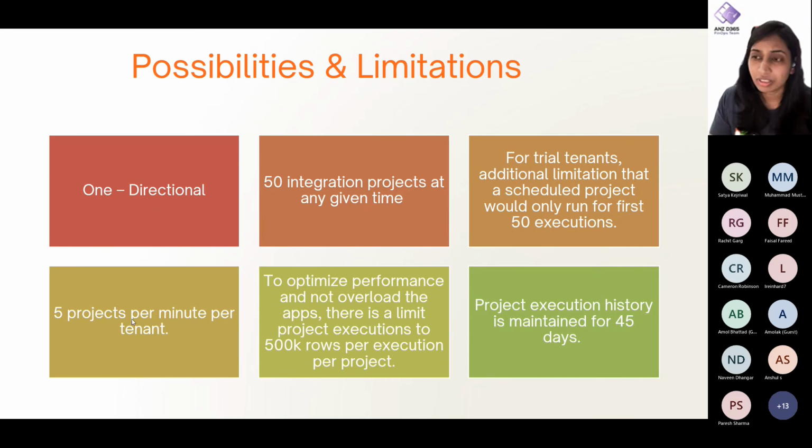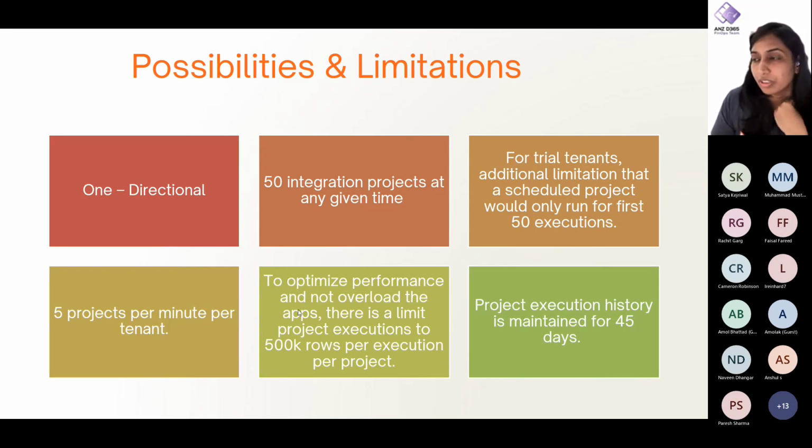And now this is the limit of five projects per minute. Just to improve the performance, it is recommended that we only run five projects per minute per tenant. If we are running more than five, the performance will be low, and there will be a lot of pressure and a lot of performance issues in the system.